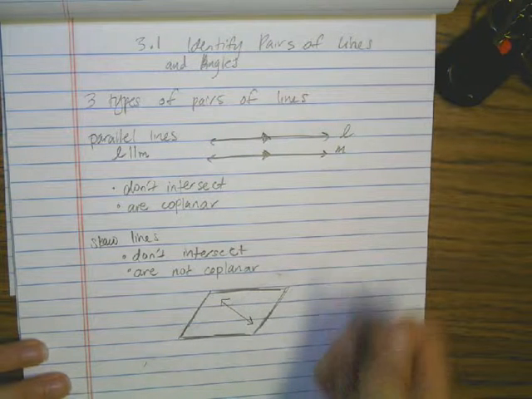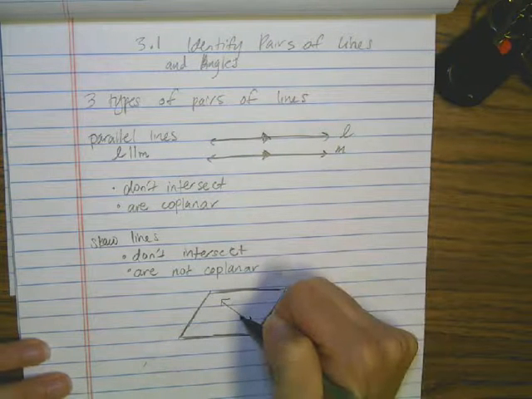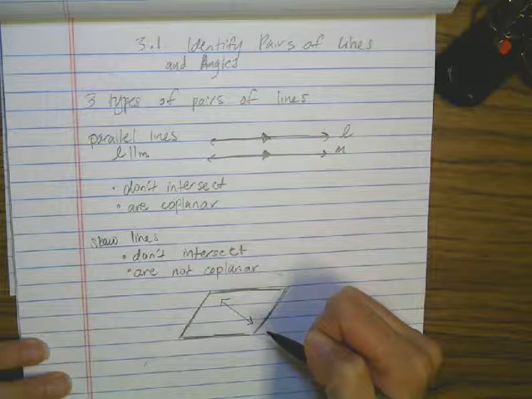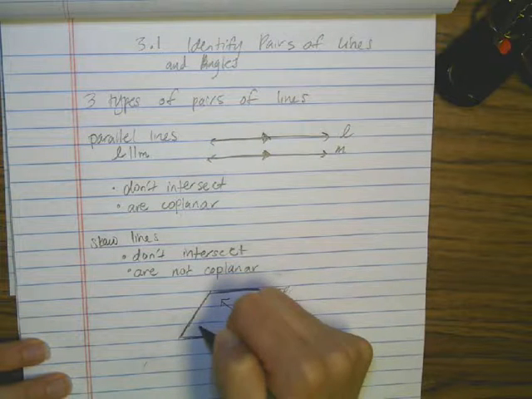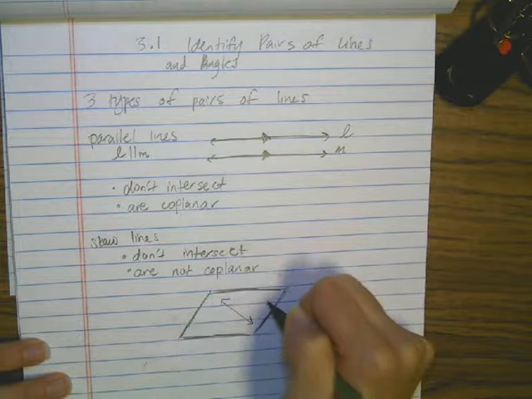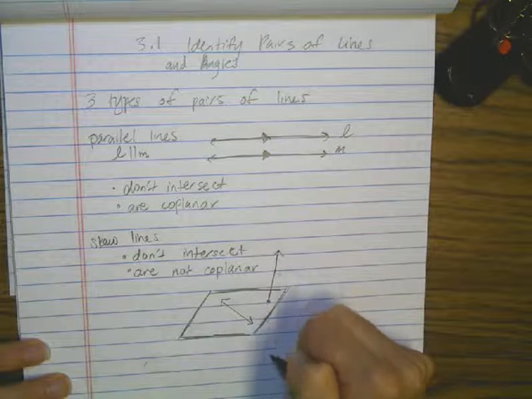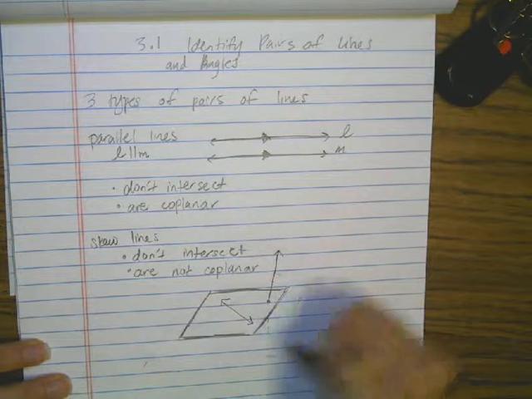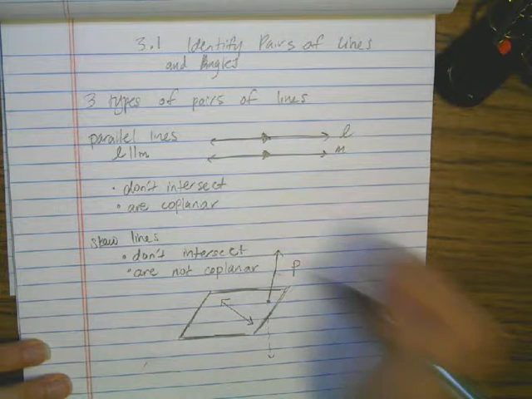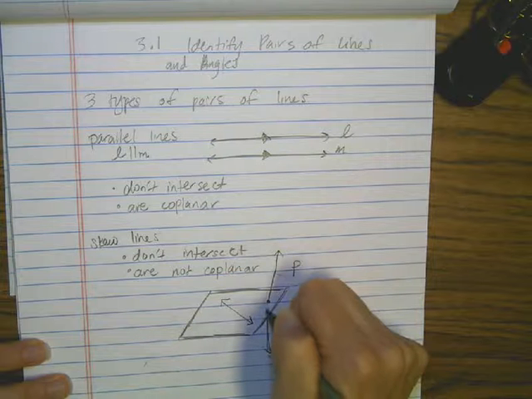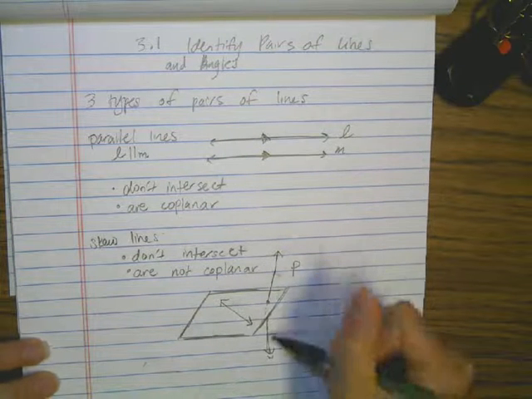And a skew line would be one that's coming up like this, and it's going down through the plane. It's a dotted line though. So this is P. The dot shows it's going through the plane, through the bottom.